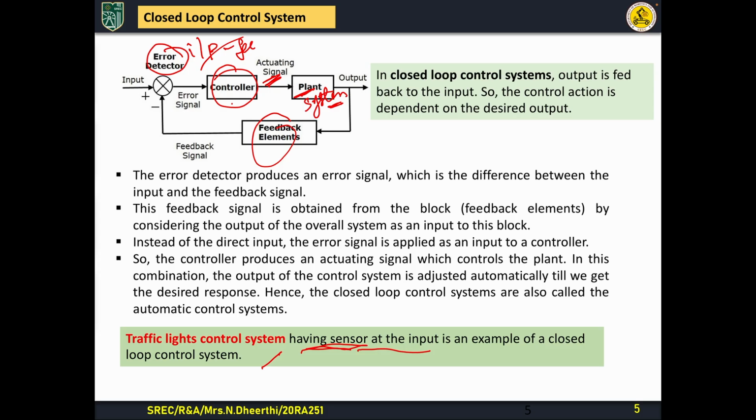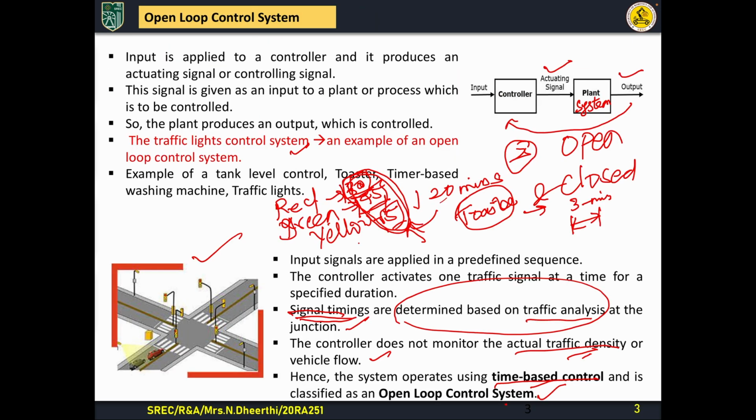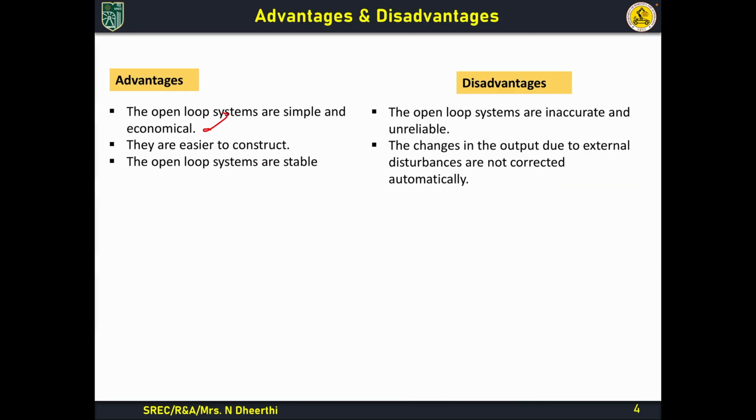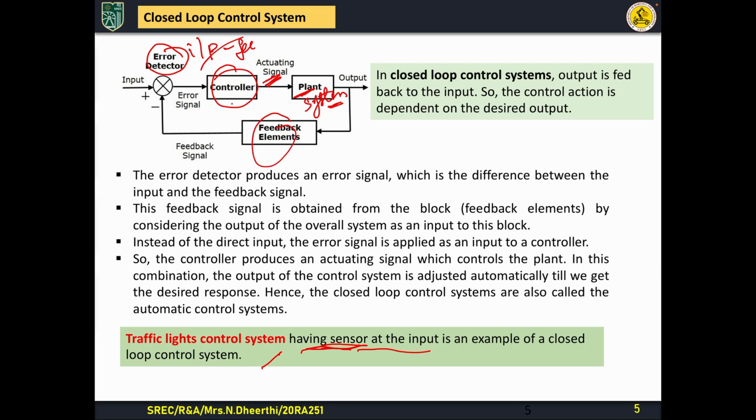In the previous example for an open loop control system, we discussed a traffic light. There we don't have any sensor, so the signal timings are set using a traffic study on that particular junction. But here you use a sensor, so in real time you get an input from the sensor, and based on that the light seconds get varied. The red, green and orange light seconds get varied.